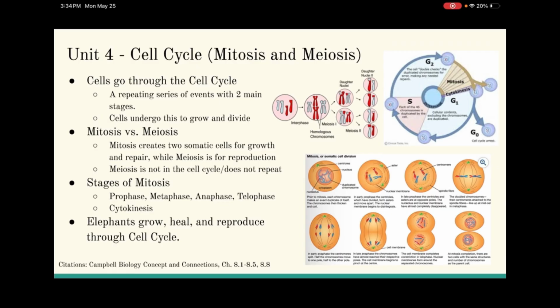The connection here is that elephants grow, heal, and reproduce through the cell cycle. They can grow from a young, small elephant to an adult elephant because the cells grow. It also allows them to reproduce through meiosis and heal from injuries by creating new cells.